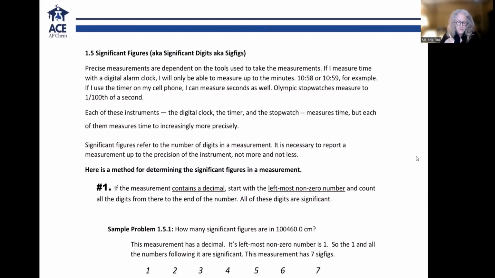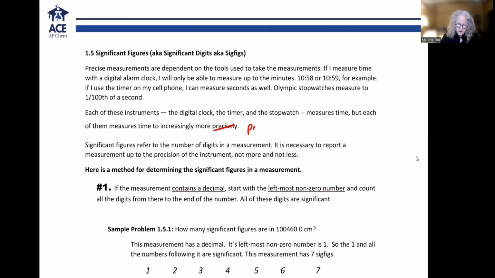Precise measurements are dependent on the tools used to take the measurements. If I measure time with a digital alarm clock, I will only be able to measure up to the minute, right? 10:58 or 10:59, for example. If I use the timer on my cell phone, I can measure seconds as well. Olympic stopwatches measure to the 1/100th of a second. Each of these instruments, the digital clock, the alarm clock, the timer, and the stopwatch, each one of them measures time, but each of them measures time to increasingly more precision. That should be precision.